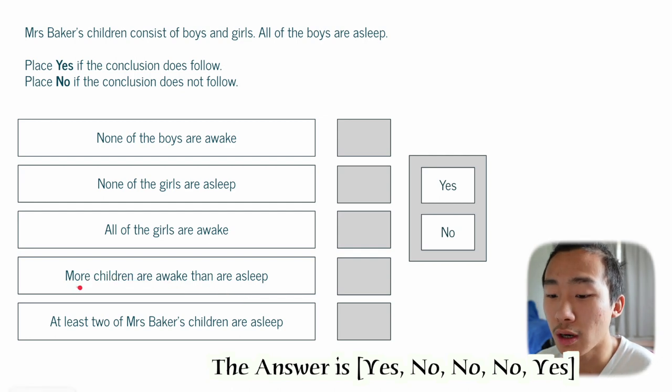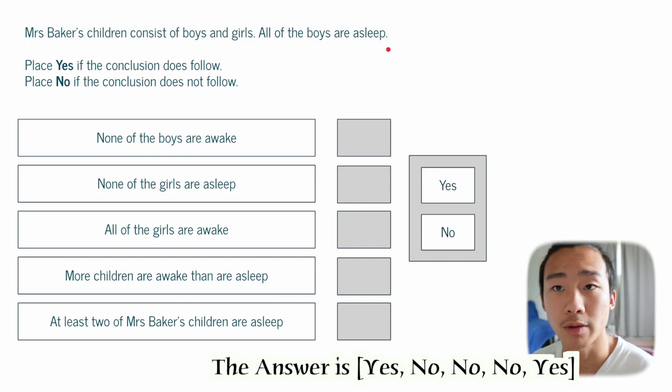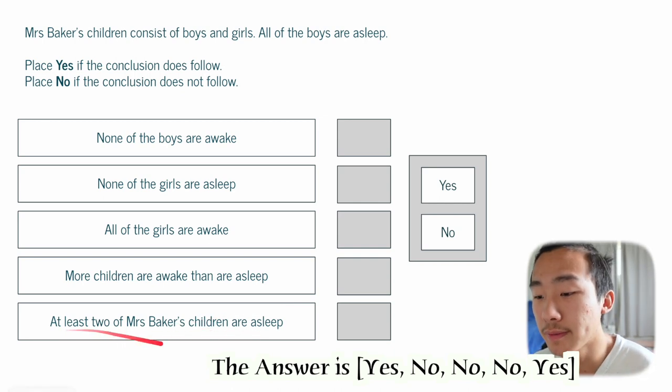And more children are awake than are asleep. So the percentage of awake is higher than the percentage asleep. We know 100% of the boys are asleep, but we don't know the total number of girls, and we don't know their sleeping status, therefore it can be true or false, and that's a no over here. And at least two of Mrs. Baker's children are asleep. So this one's a bit of a tricky one.